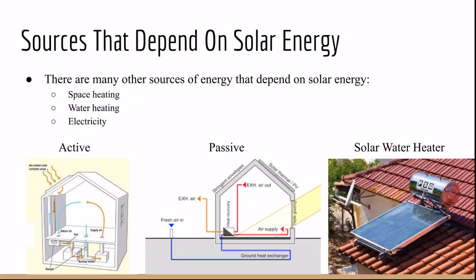Sources that depend on solar energy, some of which are space heating, water heating, and electricity, obviously. The far left image is an example of active space heating for a home, and the middle is passive space heating for a home. Each image describes the process for each system, and the differences can be seen between the two systems as well. And the far right image is an example of a solar water heater that is set up on the house.